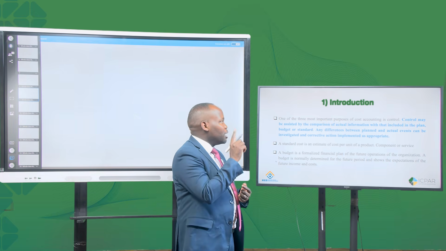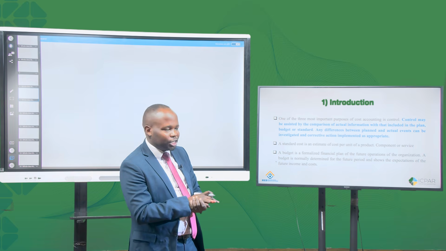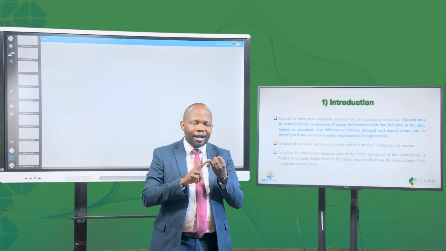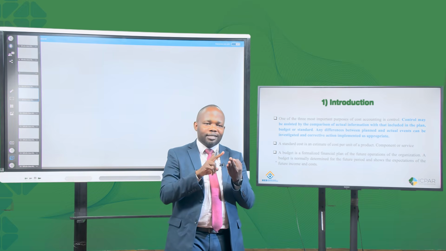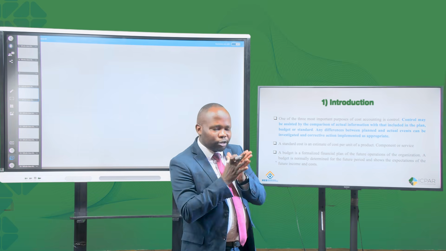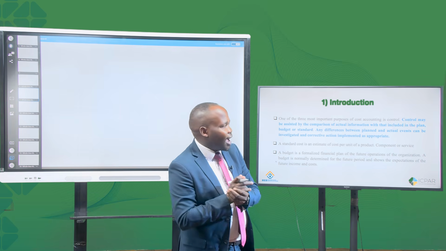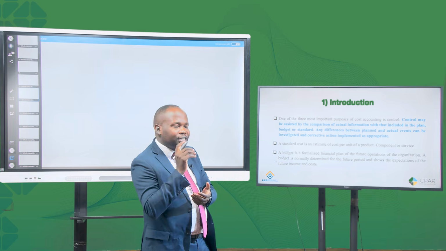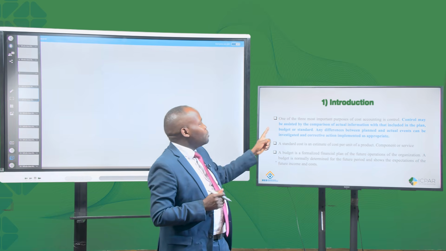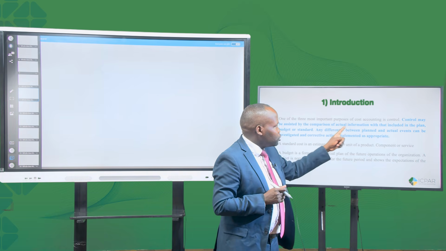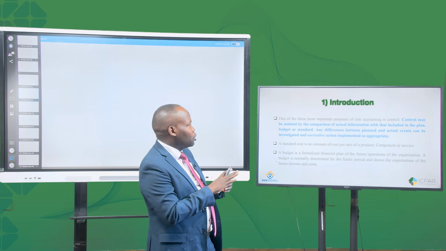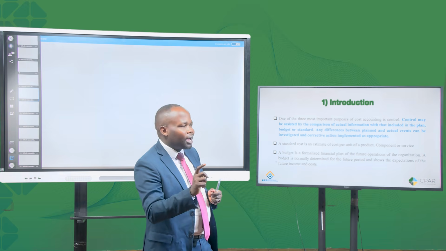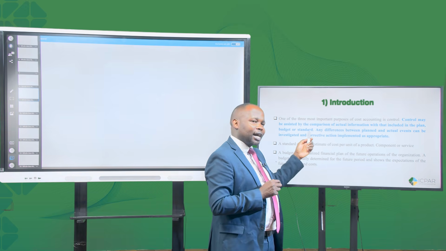One of the 3 most important purposes of cost accounting is control. Remember, there are 3 purposes of cost accounting: planning, control, and decision making. So control is one of the 3 items in management or cost accounting. So what is control in this case? Control may be assisted by comparison of actual information with the plan. A plan in this context is also called a budget. A budget in this context is also called a standard.